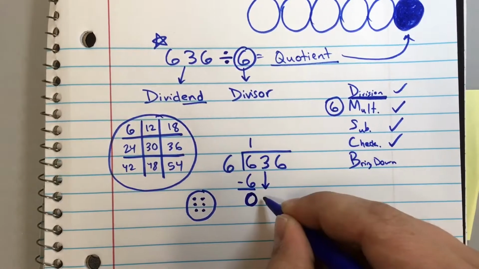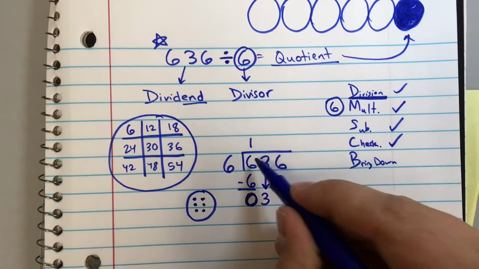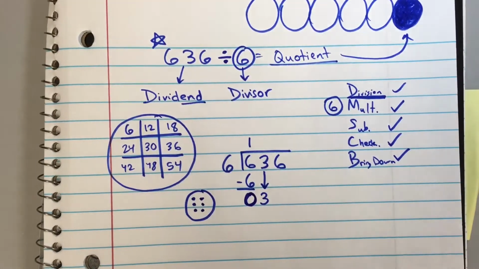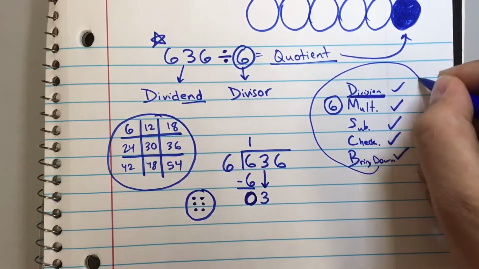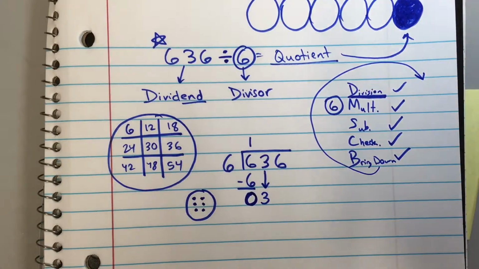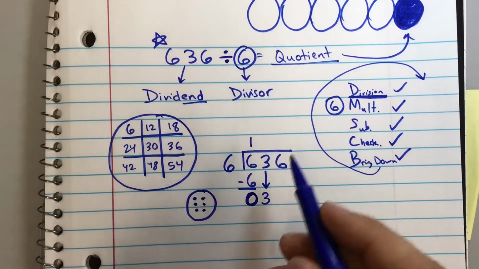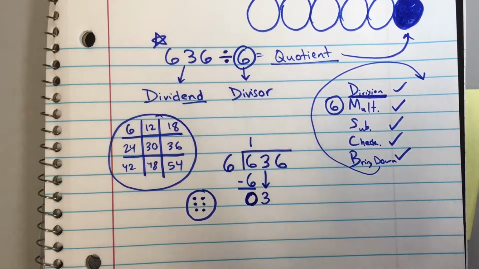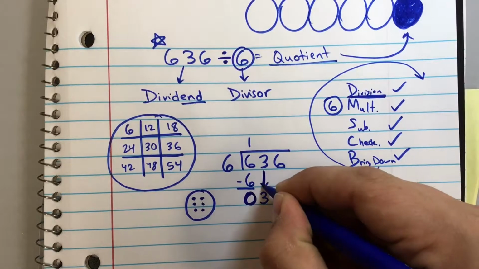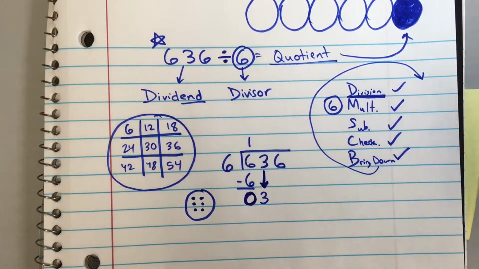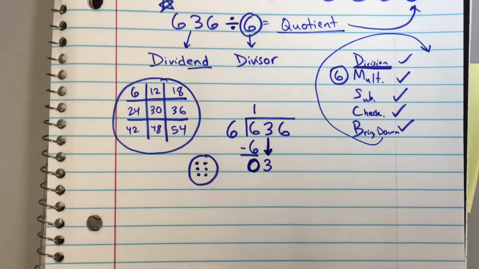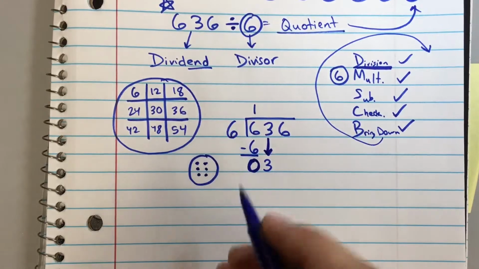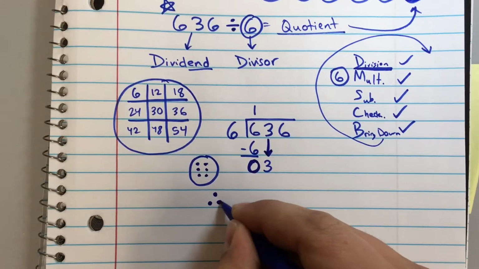Bring down our next place value. We started in our hundreds place, and now we move to our tens place. Okay, now we loop back around, back to division, and students sometimes get confused. They don't know if they're supposed to divide 6 into 63 or into 636. Ladies and gentlemen, when we bring this number down, that's telling us the next number we need to try to divide into. So the question we ask ourselves again is, how many groups of 6 are in the number 3?